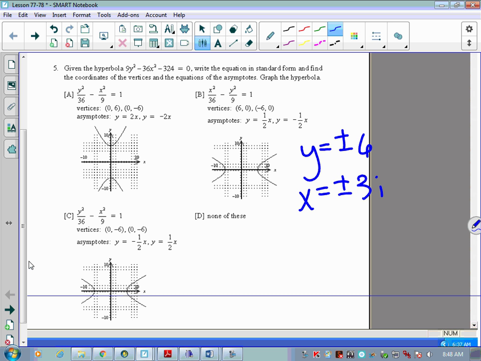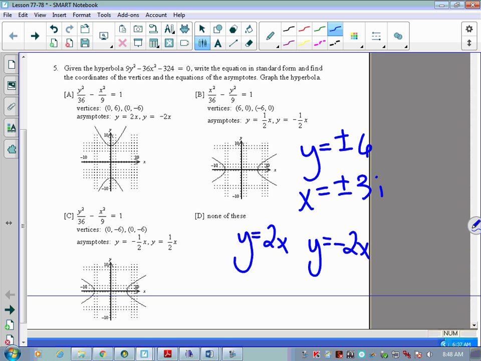Which means if we're doing our asymptotes, and asymptotes are rise over run, then y equals two things. (0, 6), and then (0, negative 6). No. Asymptotes are slope. Oh, yeah, okay. 6 over 3. Which is? 2x. 2x. Okay. So our asymptotes are 2x and negative 2x.